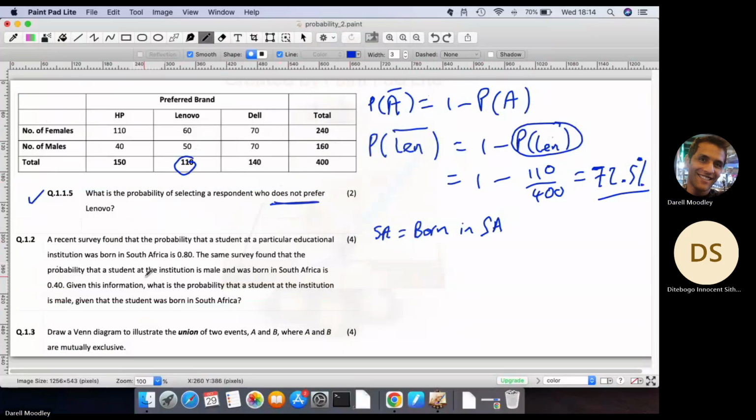That's what it means. All right? And so what they're telling us is that the probability of SA, or being born in South Africa, is 80%, 0.8. The survey found that the probability that a student at the institution is male and was born in South Africa, which we'll write as M, and being born in South Africa, where remember SA is the event you're born in South Africa, is 0.4.